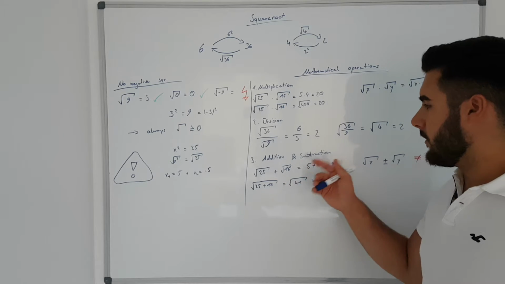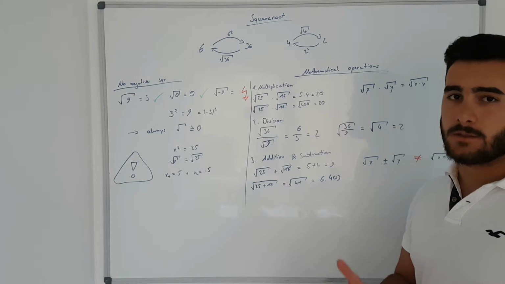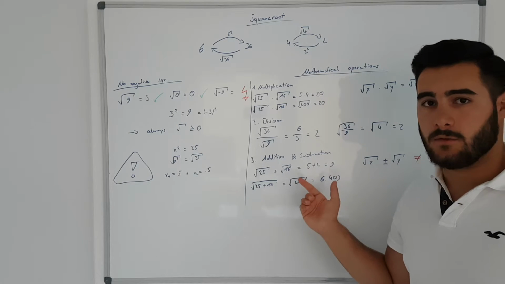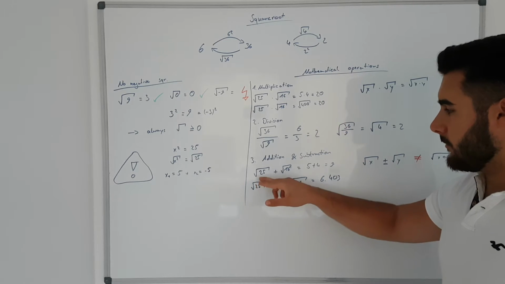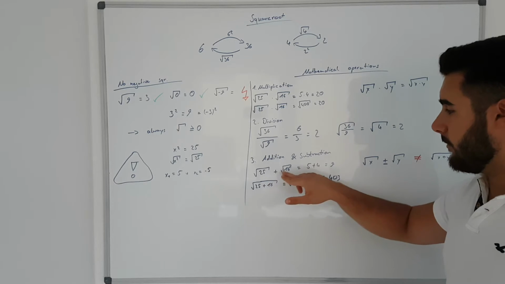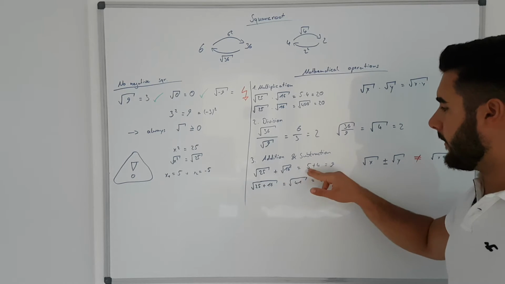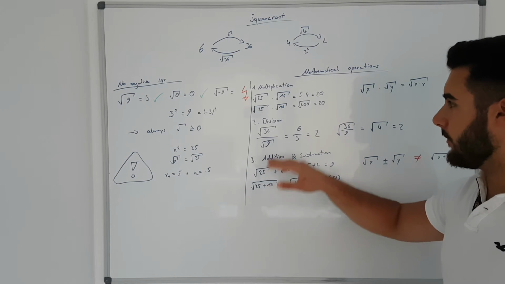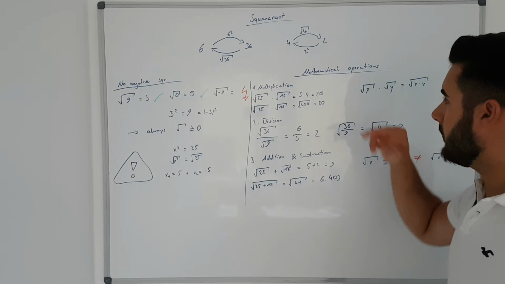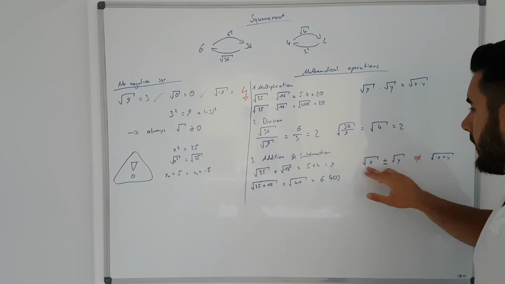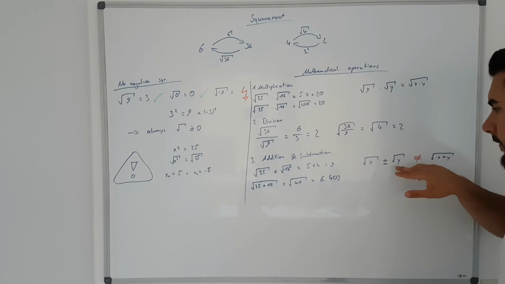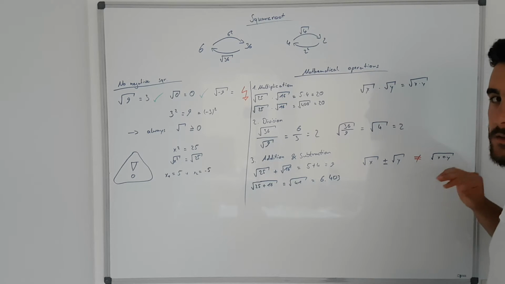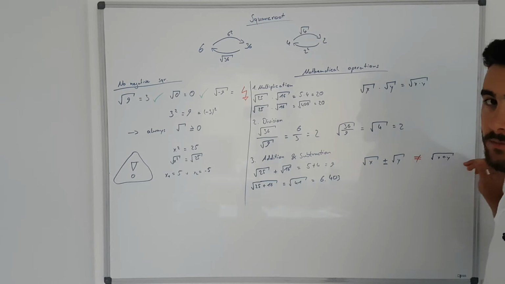The last point is the additions and the subtractions. This doesn't work, as you might imagine now after having heard about the multiplication and the division. For example, the square root of 25 plus the square root of 16 is 5 plus 4, which is equal to 9. However, if you think about it, it's the same as the multiplication. The square root of x plus the square root of y is not the same as the square root of x plus y.